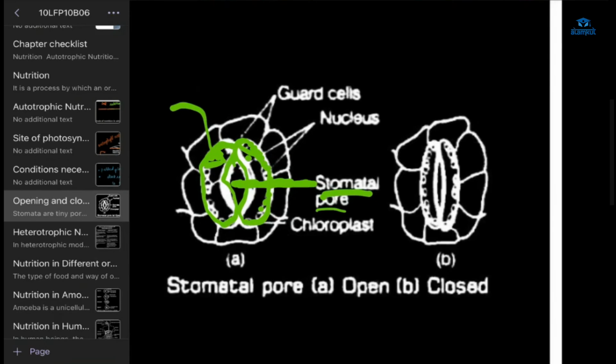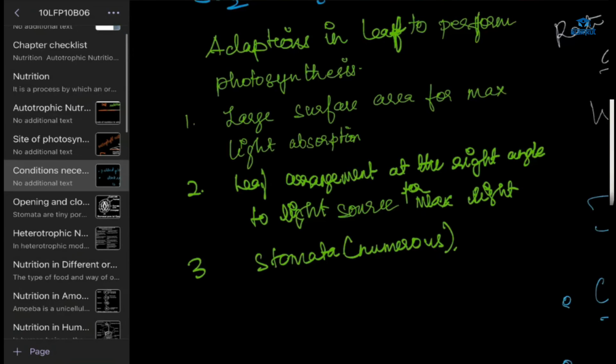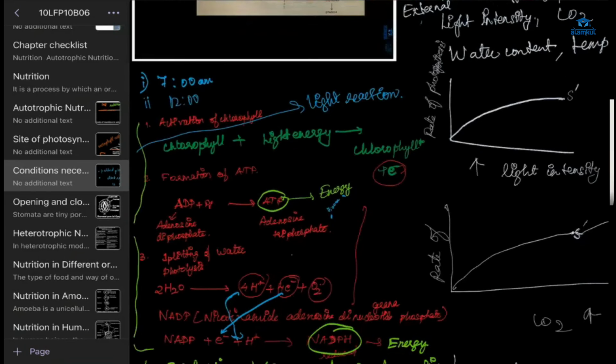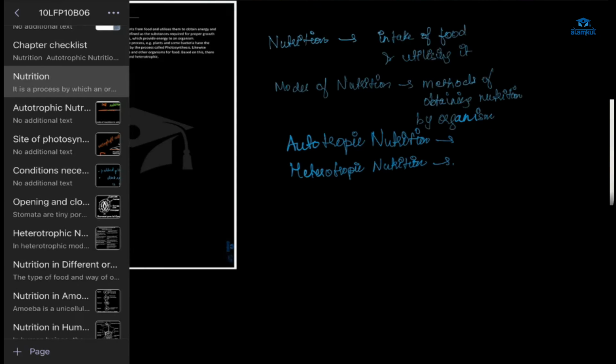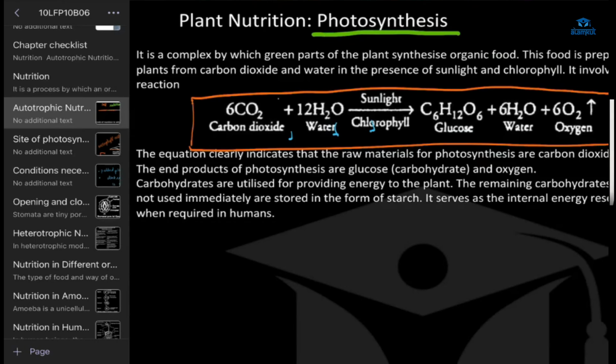Understood? Yes. Okay. Next, Rudnil, can you tell me what I taught today? Summarize. Ma'am, you spoke about photosynthesis, the light reaction and the dark reaction. Then you spoke about the stomata, how it opens and closes. Then one more thing. You spoke about the adaptations in the leaf. Yes. So here we have completed our autotrophic nutrition.